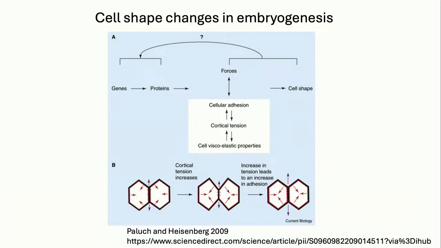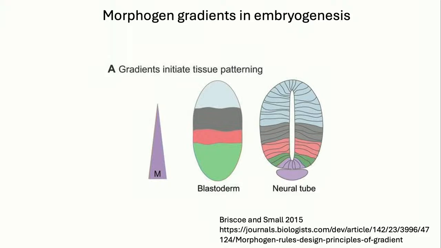So we saw that, for example, there could be changes in the amount of adhesion, there could be changes in the amount of tension in this layer, and these together are the ones which are actually giving rise to the shape change which takes place.